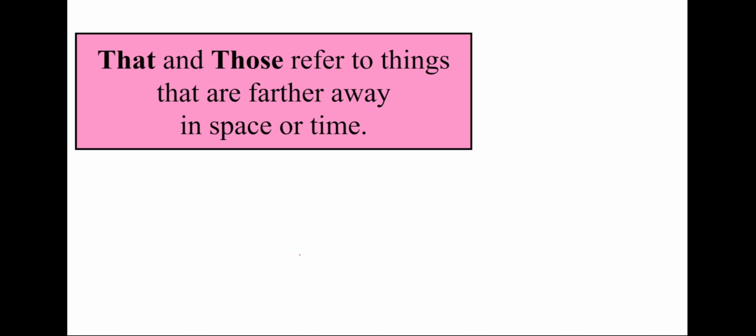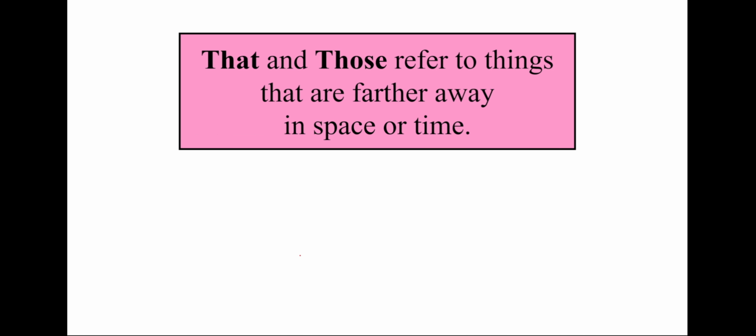Okay. And we also have that and those. Remember, this and these are talking about things that are nearby, while that and those refer to things that are farther away in space or in time. For example, that is my pencil. It shows that the pencil is not nearby. The pencil is farther away from you. So we say that is my pencil.